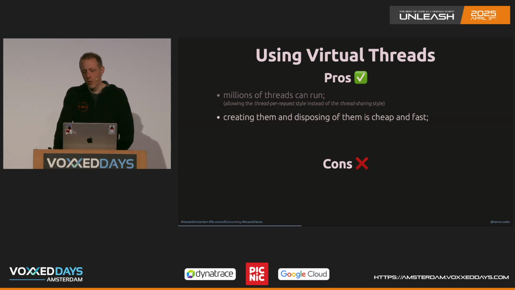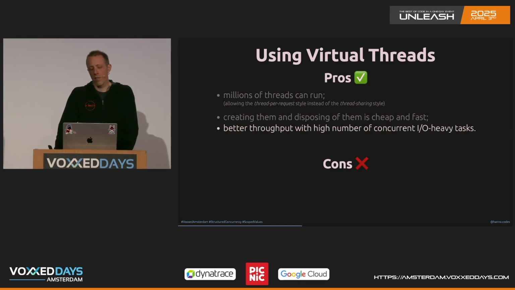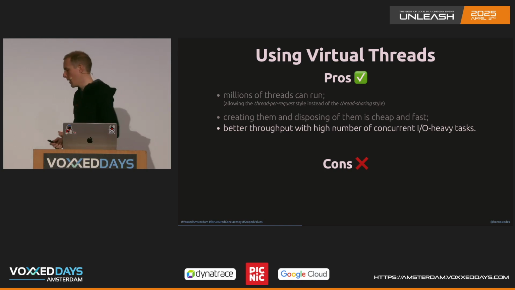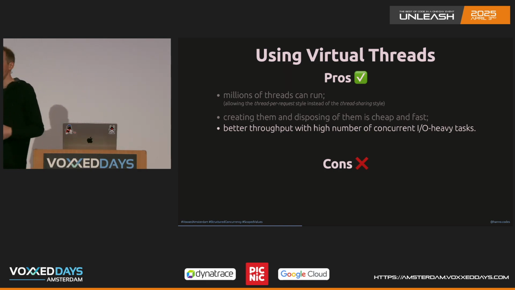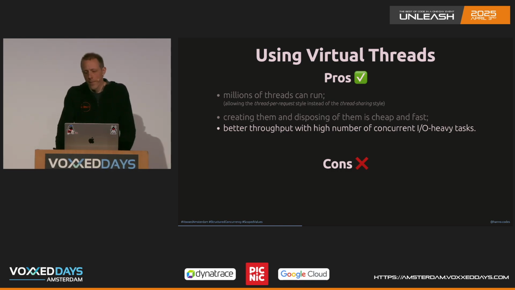Creating them and disposing of them is cheap and fast because we don't interface with the OS anymore here, at least not directly. We get better throughput, and this is especially noticeable when you have a high number of concurrent I/O-heavy tasks, because the blocking part is, of course, the most noticeable when you're waiting for I/O. Right? So if you've got a lot of I/O-heavy tasks, you will certainly see a dramatic improvement when you start to use virtual threads.